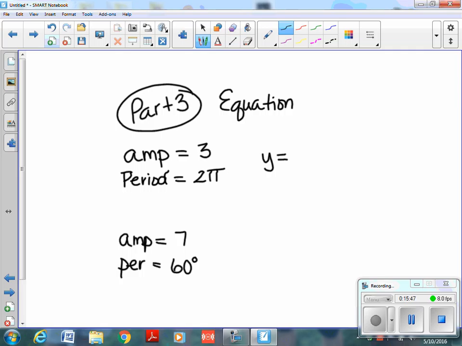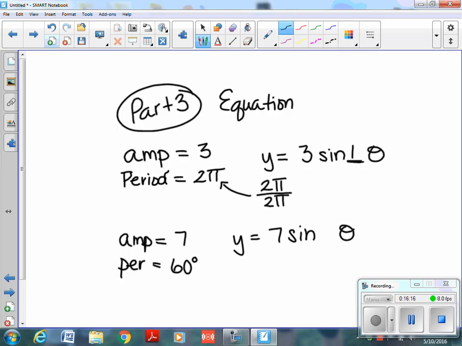Y equals amplitude 3 sine of something theta. You have to fill in that something theta, but remember this stands for the period, and what needs to go here is the cycle. So I need to take 2 pi and divide it by 2 pi. 2 pi divided by 2 pi is 1. Okay, this one, y equals 7 sine of something theta. You have to fill it in. In order to fill it in, I'm not going to work with 2 pi. I'd rather work with 360 divided by my period, which is 60. And 60 goes into 360 exactly 6 times.